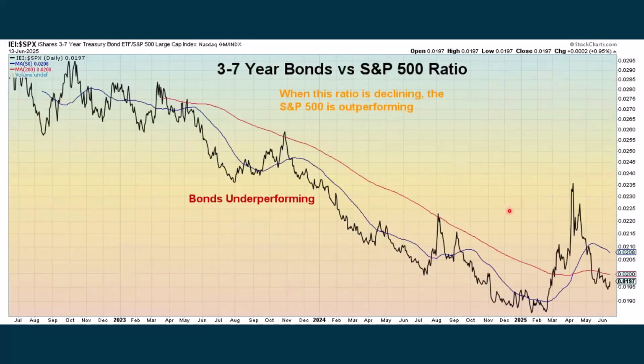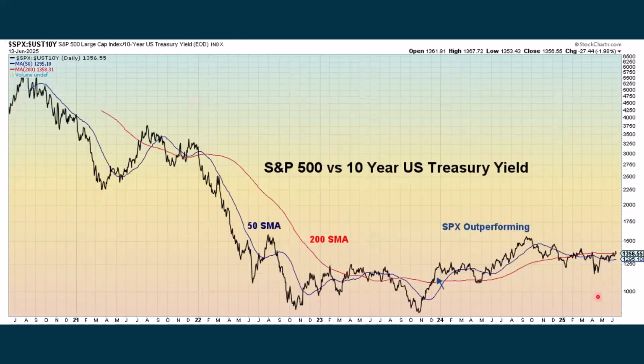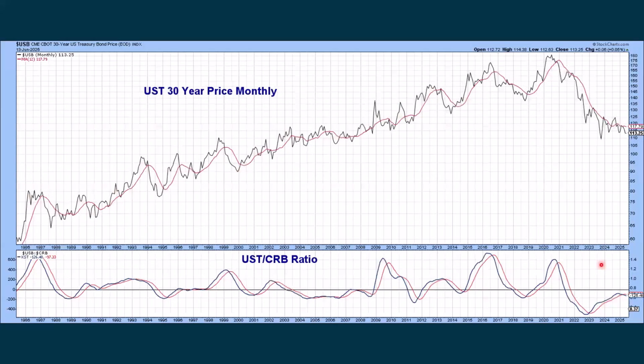And this is an inverted ratio here, bonds to stocks. When we're going down the way we have been, that means bonds are underperforming stocks. When stocks were really declining, this ratio was going up. Now that stocks are going back up, this ratio is going down. Then the S&P 500 to the 10-year yield is just kind of chopping along sideways right now, but it is in a downtrend. And then we look at a monthly chart.